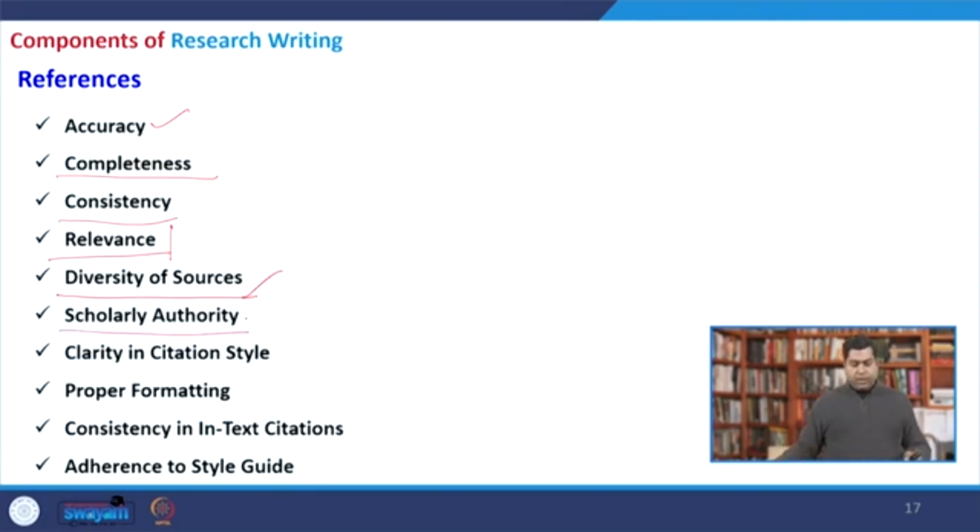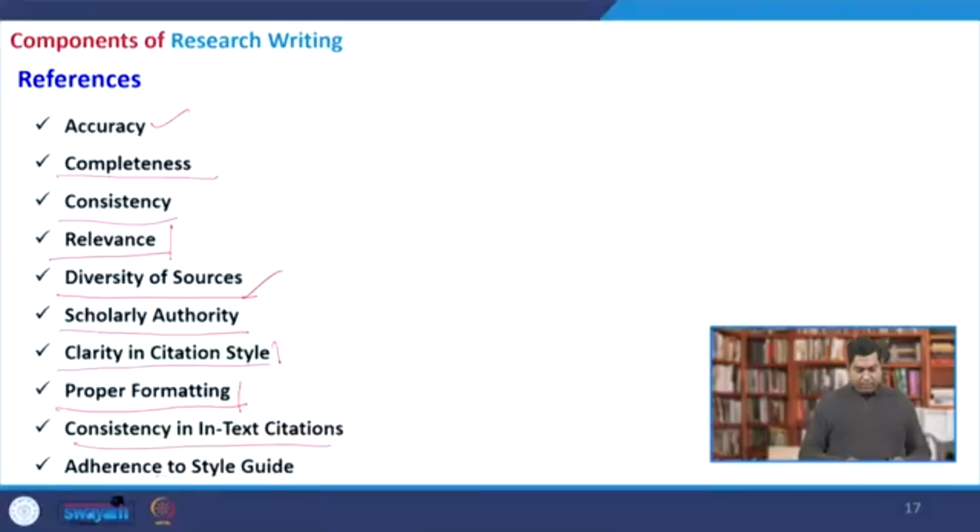Then you can also refer to scholarly authority, different kinds of write-ups and working papers. Clarity in citation style: it should be similar, with proper formatting and consistency in in-text citations. Whenever you cite anything in the body, it should have the full reference at the end, and if there is something in the references, it should be in the body. There should not be any mismatch. Manually it is really tiring and very challenging, so we will also discuss referencing as a topic that I plan to cover in our upcoming lectures.